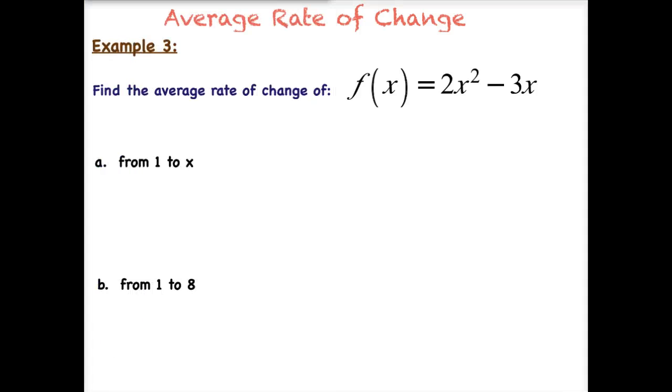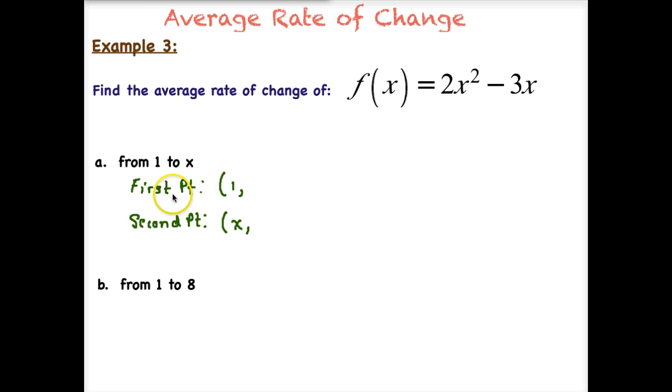Let's try one more example before we go. Let's find the average rate of change of this function. It's a little more complex. So let's go ahead and start with our generic equation because we know that can help us. So let's find our first and second points. Pause the video and see if you can do that.